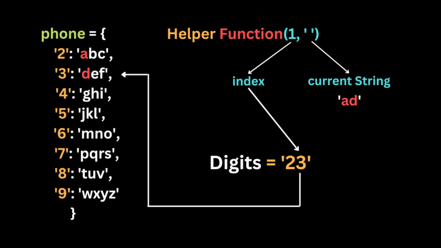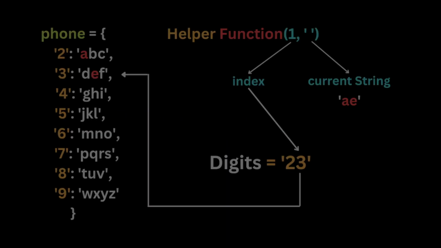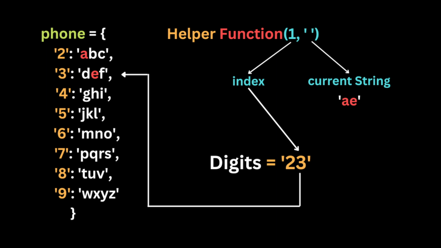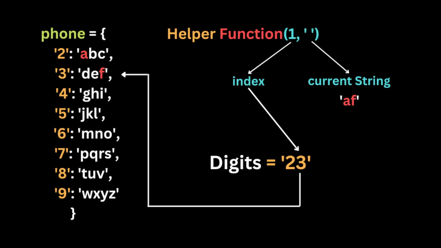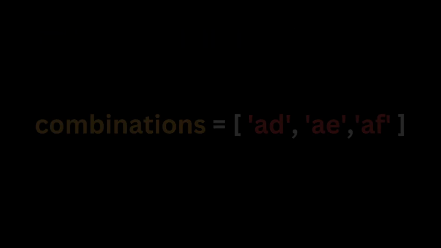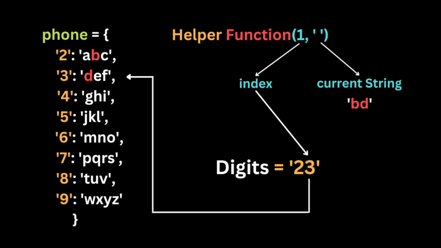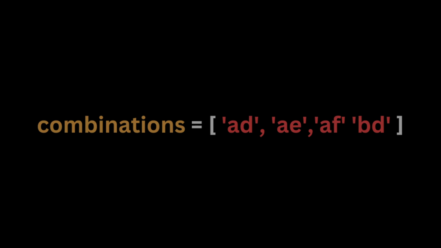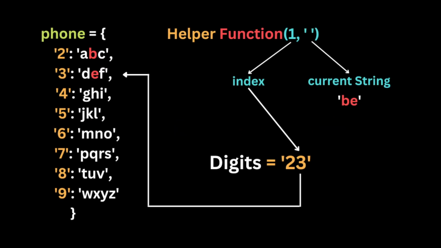Once we reach the end of the digits, we add the current string to the combination array and then recursively call the function again. In simple terms, we keep the first letter for the first digit and iterate through the letters of the second digit. Once we iterate over all the possible letters of digit 3, we call the function recursively so we can have the next letter of digit 2 and repeat the same process by iterating through all the possible letters in digit 3 and combining them.